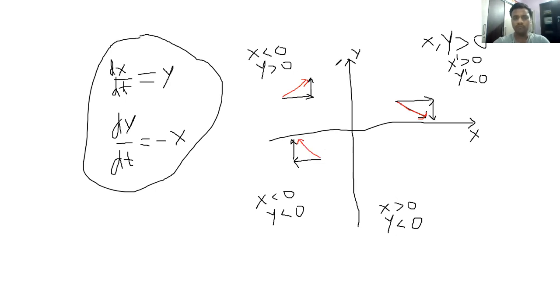And in this quadrant, the fourth quadrant, x is positive and y is negative. If y is negative, then dx over dt will be negative, means in this direction. And dy over dt is minus x, and x is positive, means dy over dt is again negative. So it is negative means in this direction. So what will be the resulting direction? The resulting direction will be this.